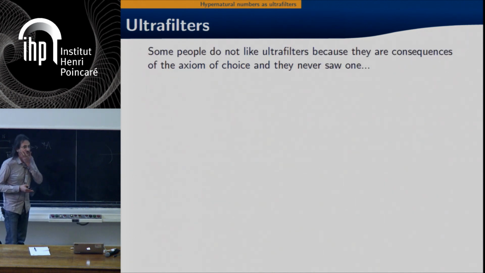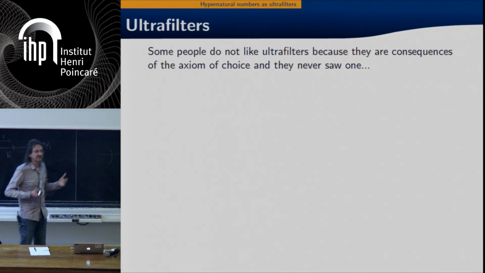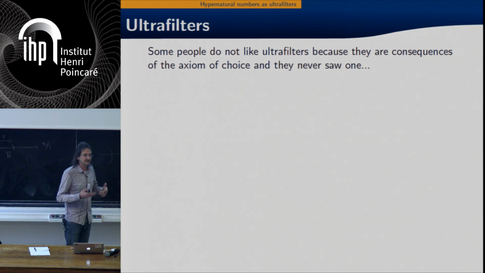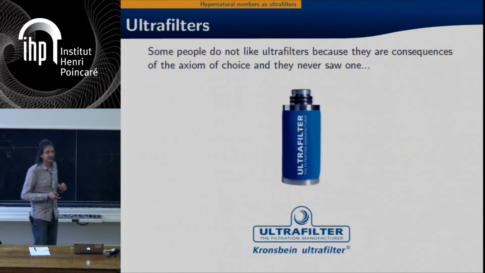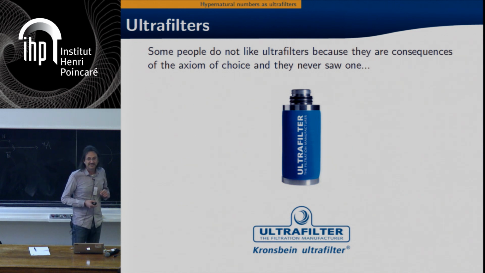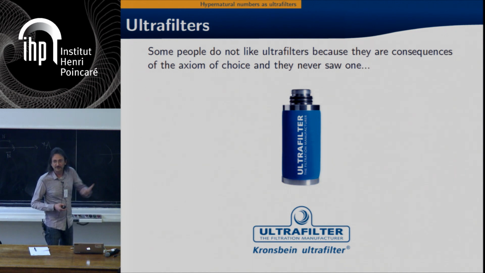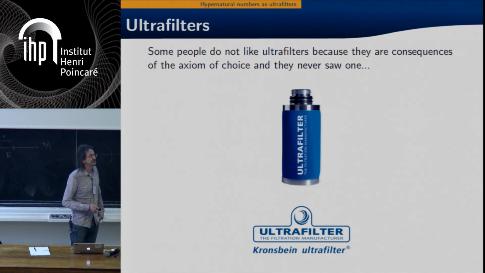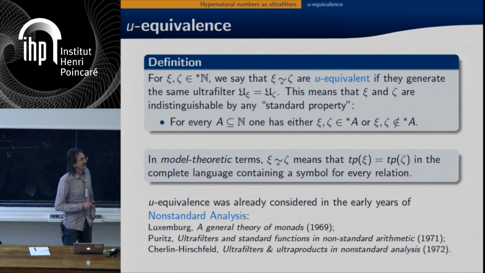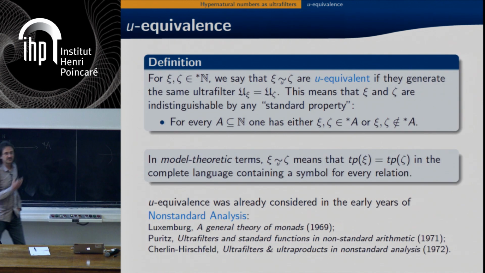Okay, let me just make a remark. Some people don't like ultrafilters because they say they come from the axiom of choice, because they never saw one. But actually, you can find one. And you can actually buy one for, say, $100 online easily. So there are ultrafilters after all. Okay, let's work with this ultrafilter.